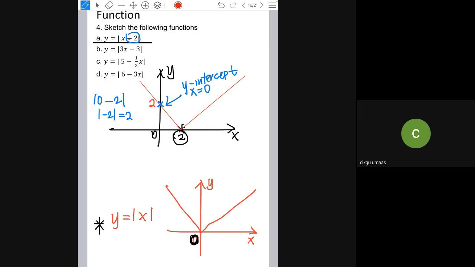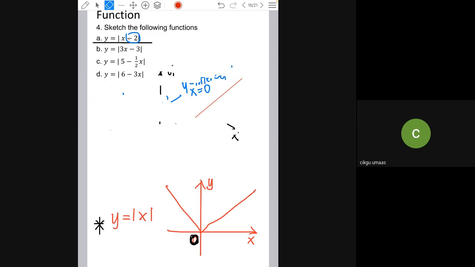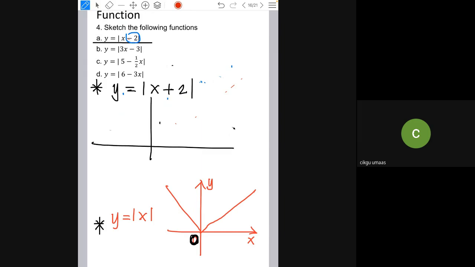Now, what if the same equation I change to become something like this? I'm still doing A, but I'm just going to change the equation. I want you to sketch this graph: y equal to modulus of x plus 2. So if it is a positive, since it's a +2, from the 0, it moves to the left, -2. Okay.